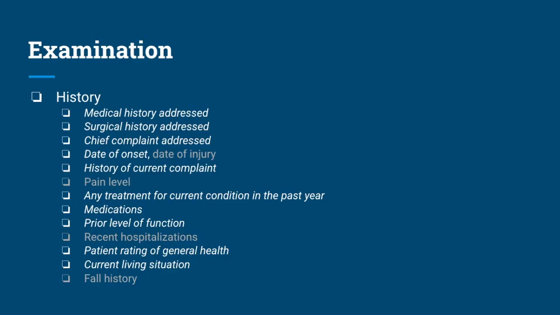You want to include any recent hospitalizations, again, just helping to establish medical necessity. If they've been in the hospital, then there's likely a pretty good need for skilled care. You need to include the patient's rating of their general health, and again, this is all helping establish medical necessity, their current living situation, which can also help justify if they have stairs, then they need to be able to navigate those. If they live alone, they need to be safe being home alone.